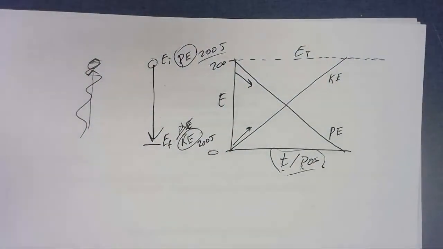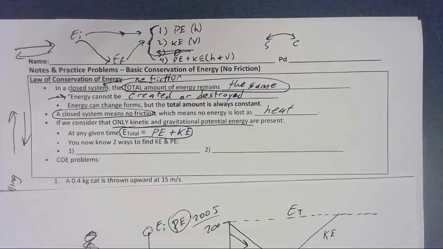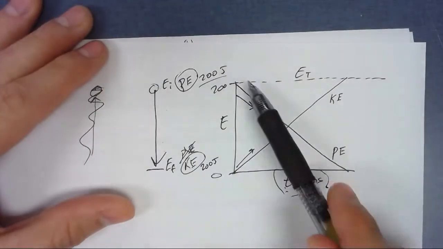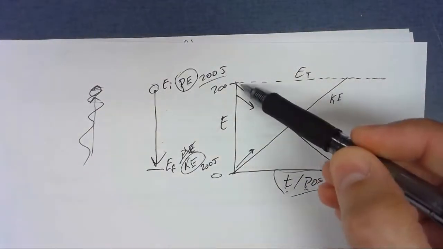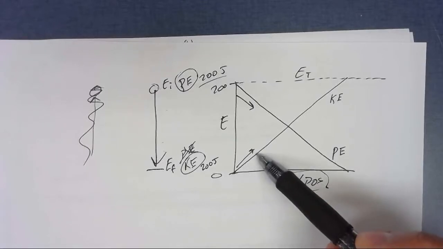That always has to be true with conservation of energy because at any time, the total energy has to be the equivalent of whatever potential is plus whatever kinetic is. And the total stays the same. This total amount has to stay the same. So if potential energy goes down, kinetic energy has to go up to take its place.